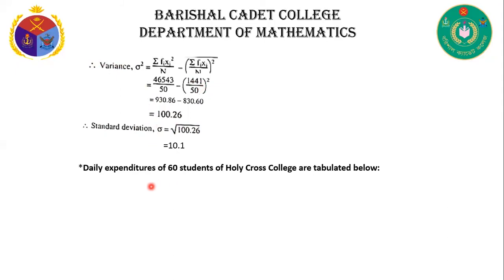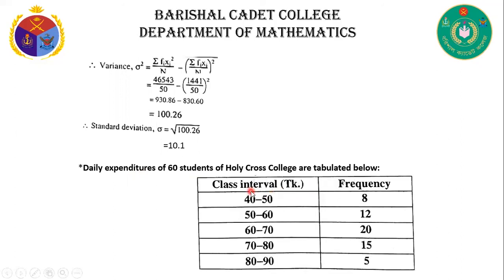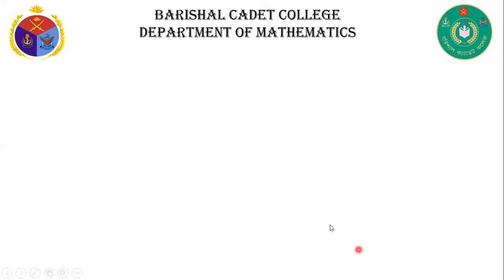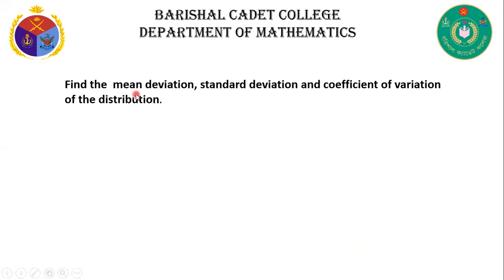Now another question. Daily expenditure of 60 students of Holy Cross College are tabulated below. Class interval 40 to 50, frequency here given 8, and 50 to 60, the frequency 12, 60 to 70, frequency 20, 70 to 80, the frequency 15, 80 to 90, frequency here 5. Then find the mean deviation, standard deviation, and coefficient of variance of this distribution.